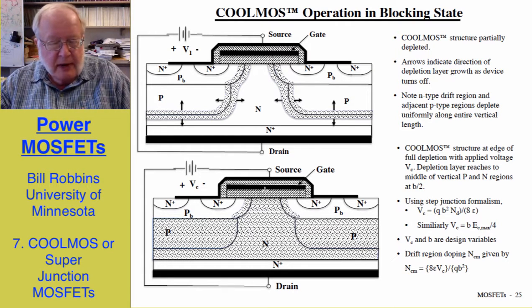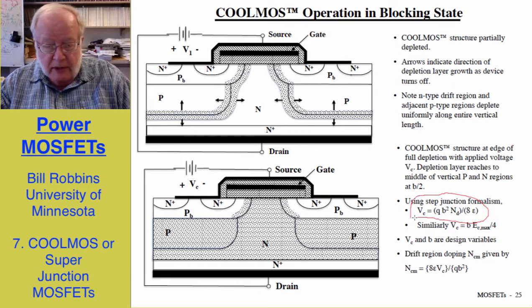At some relatively modest applied voltage, which I designate as V sub C, these depletion regions meet here in the middle of the drift region channel. And after that, the entire cross-sectional area of the device is depleted. If we use a step junction formalism, we can show that the voltage at which this merging of the depletion regions first occurs is given by the formula that I'm showing right here.